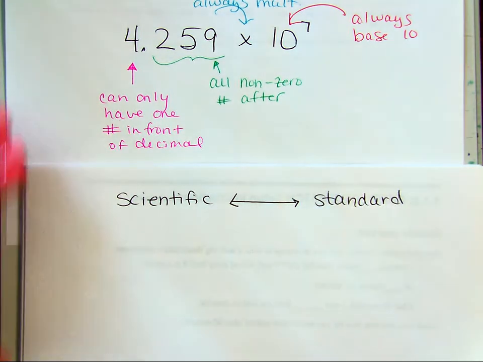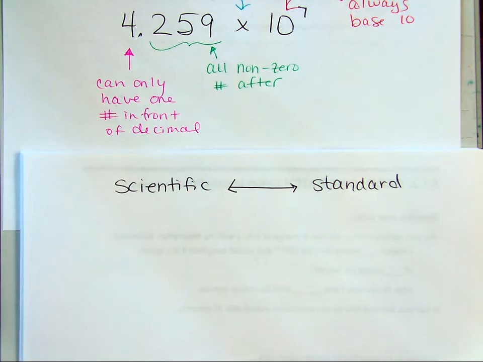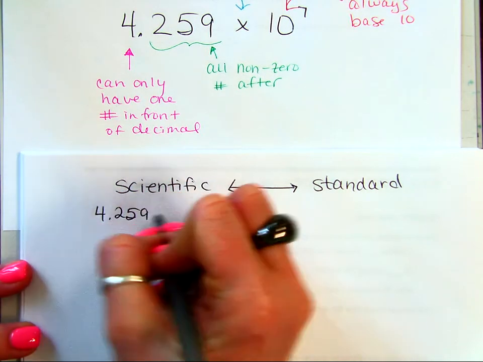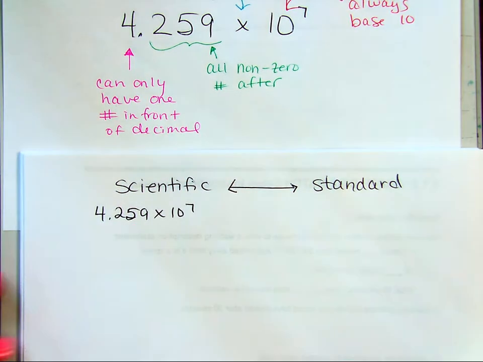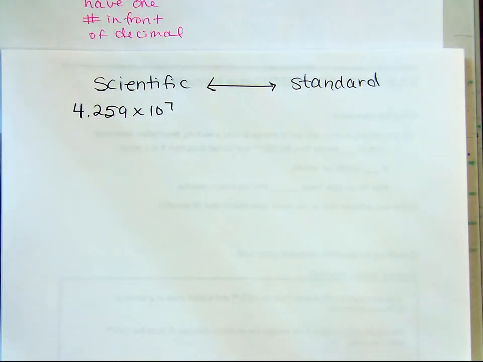And then standard. Okay? So scientific means it's written like this. Standard means none of that. It's just the plain old number. What number is it? Okay? So let's take this 4.259 times 10 to the 7th and turn it into standard form. Meaning, if I had a calculator big enough to do this math, what would this number actually be and look like? Okay?